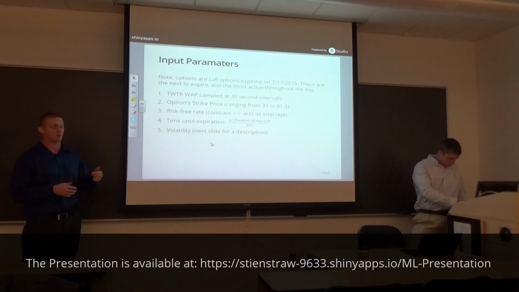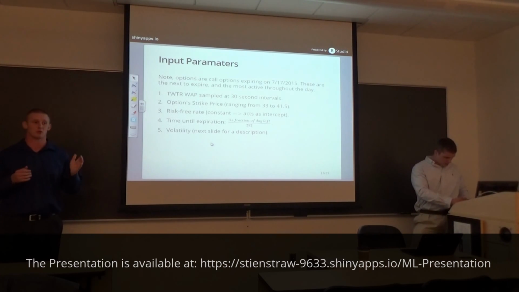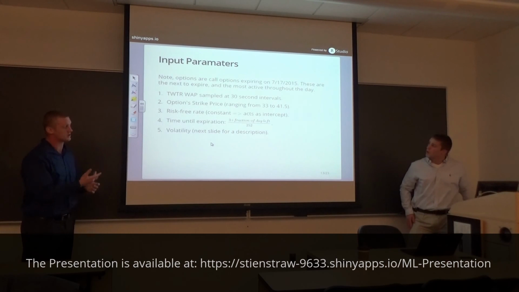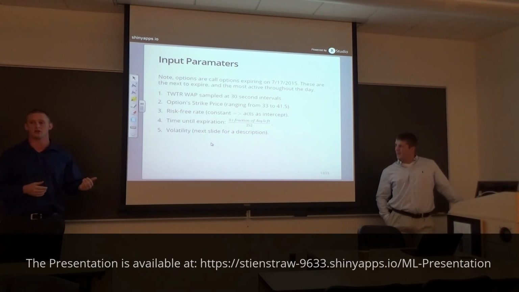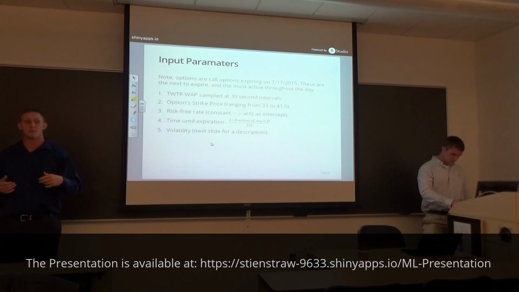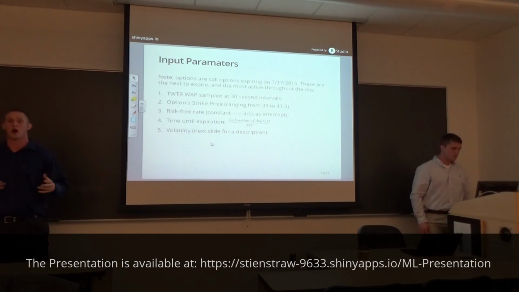And then our risk-free rate was constant, so we used a constant risk-free rate. Our time until expiration was 3, the difference between July 14th and July 17th, plus the fraction of the day left, divided by 252, which is the number of trading days in a year. And then the fifth input is volatility, and Cal is going to touch on more of how we came up with the volatility.